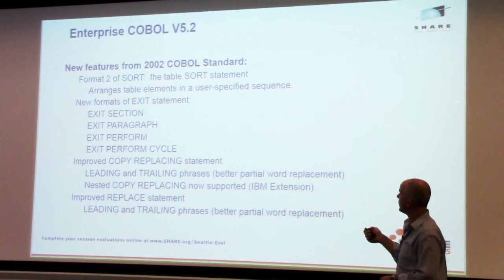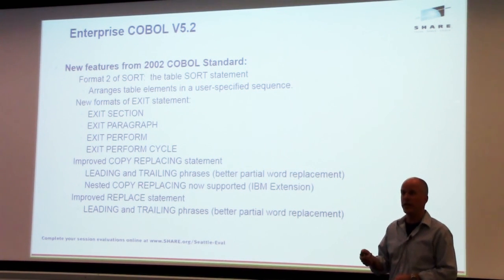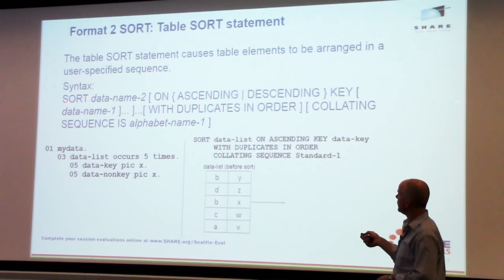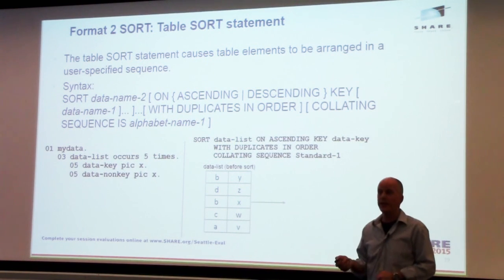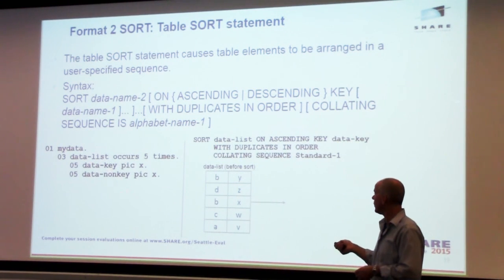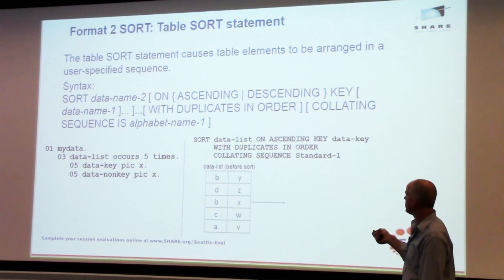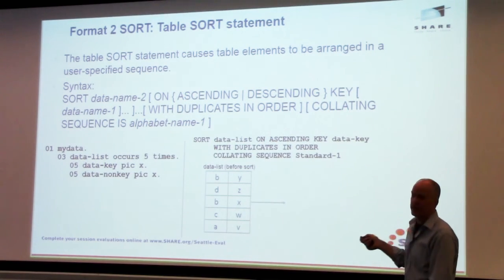Now we can do table sort without a sort file definition, an SD. There was a way to do this in the programming guide that used input and output procedures and return and release, pretending that my table was a file, and it was very messy. Now I can just say, sort my table, please, and tell it the ascending key.